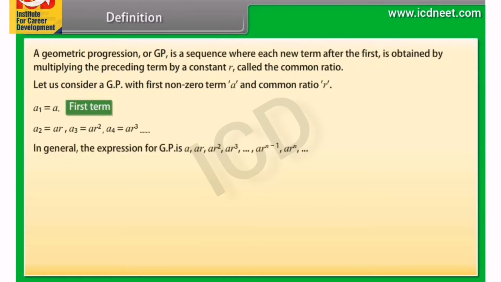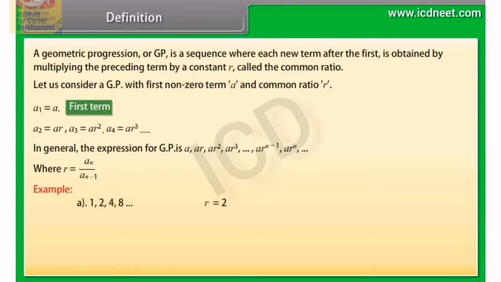In general, the expression for GP is a, a into r, a into r square, a into r cube, up to a into r raised to power n minus 1, a into r raised to power n, and so on, where r is equal to an by an minus 1.